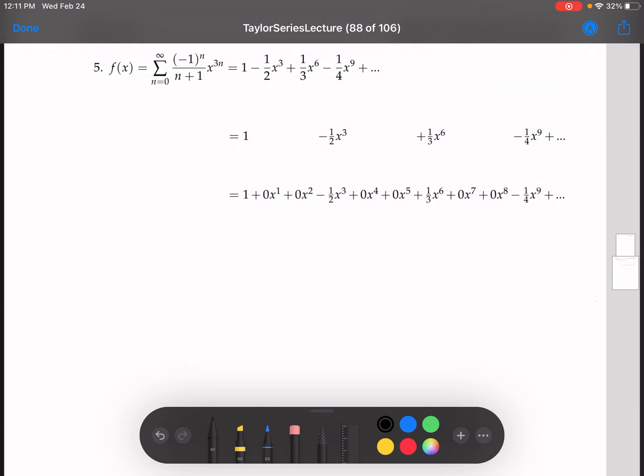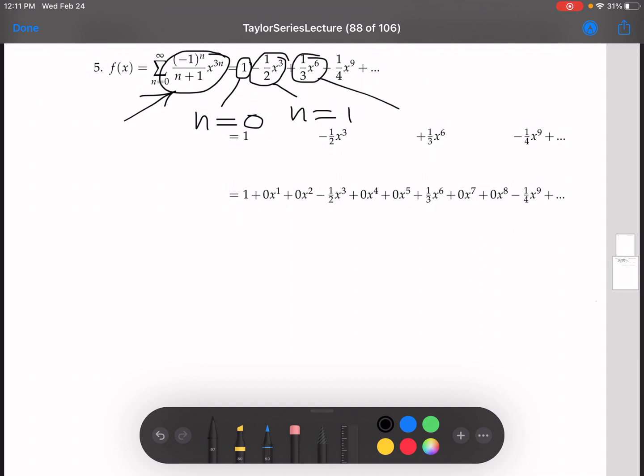Now remember, how did we get this 1 there? We get that 1 by plugging n equals 0 into this formula. And similarly, we get negative 1/2 x cubed by plugging n equals 1 into this formula. And we get 1/3 x to the 6th by plugging n equals 2 into this formula.